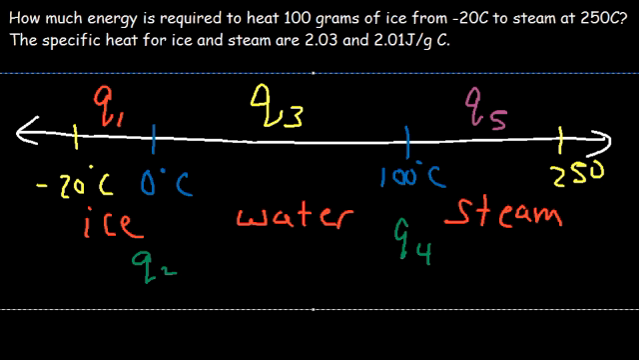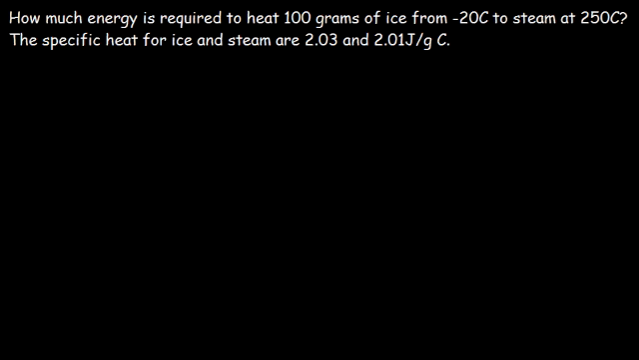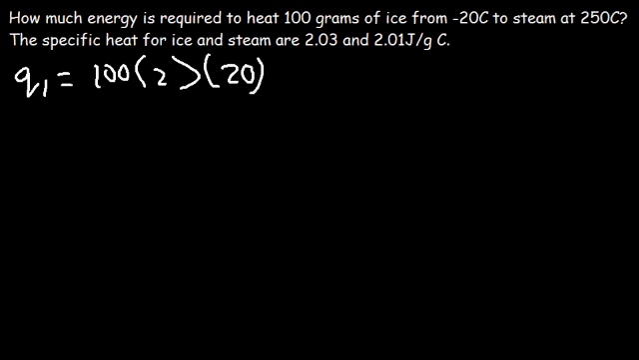So let's begin. So let's start with Q1. So the mass, we're going to use Q equals MCΔT. The mass is 100, the specific heat capacity for ice is 2, and the change in temperature, it increases from -20 to 0, or if you do final temperature minus initial temperature, that's 0 minus -20, which is 0 plus 20. So the temperature increases by 20. 2 times 20 is 40. 40 times 100 is 4,000 joules.